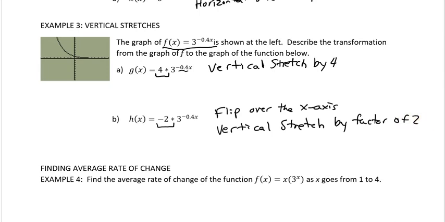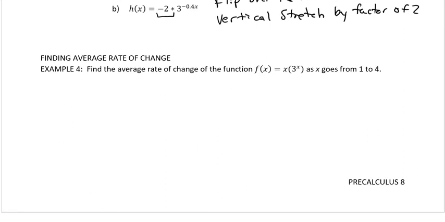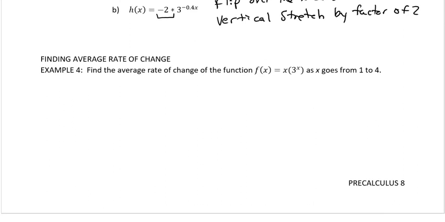All right. The last thing we have to talk about is average rate of change. Finding average rate of change. So if we want to find the average rate of change of the function f of x equals x times 3 to the x as x goes from 1 to 4. Whenever we want to find the average rate of change, we're going to find the rate of change between the endpoints.